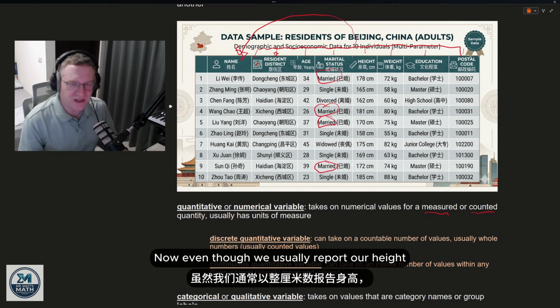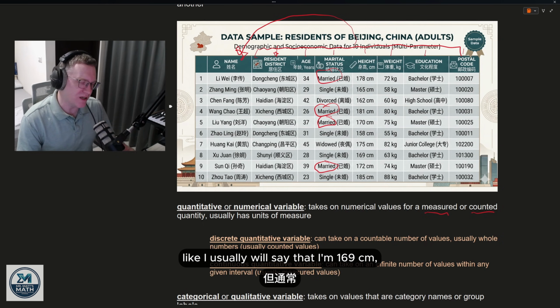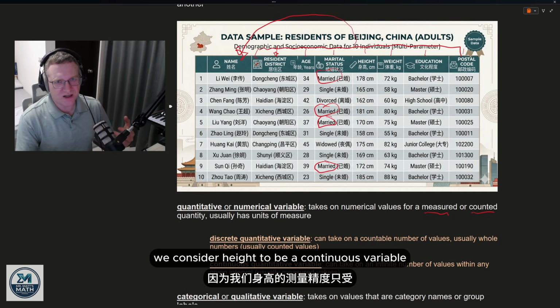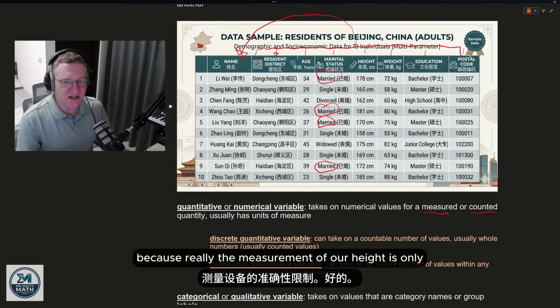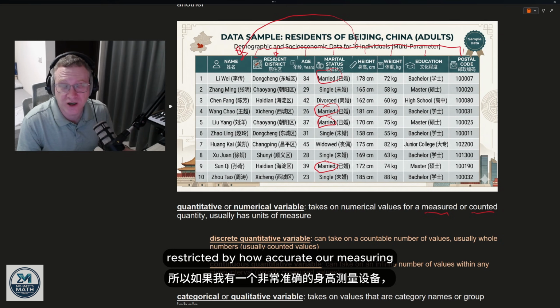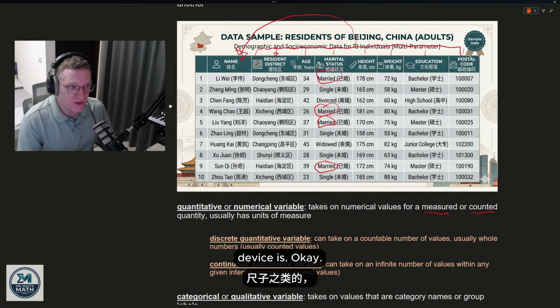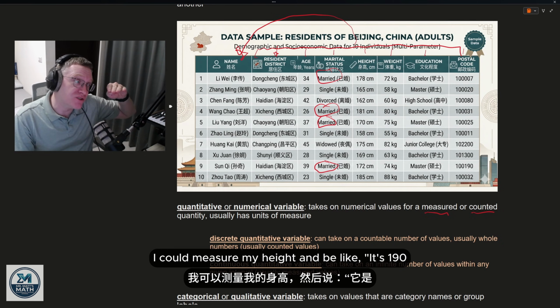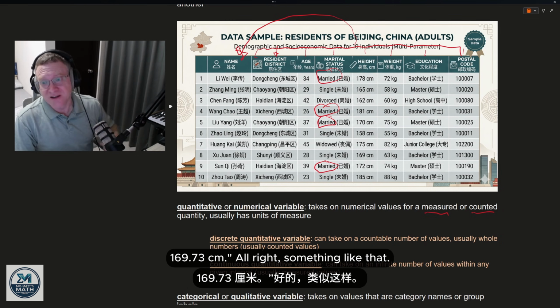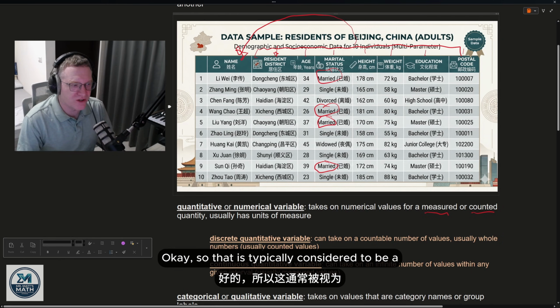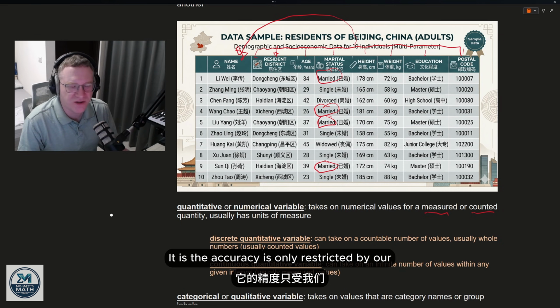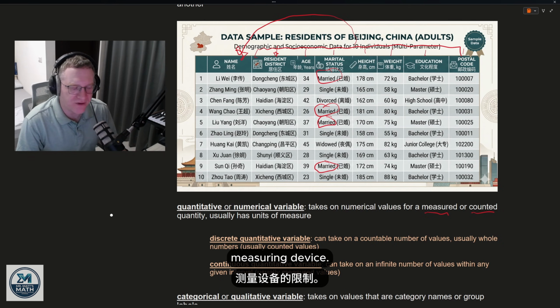Now, even though we usually report our height in a whole centimeter number, like I usually will say that I'm 169 centimeters, typically we consider height to be a continuous variable because really the measurement of our height is only restricted by how accurate our measuring device is. Okay, so if I have a very accurate height measuring device, ruler or something like that, I could measure my height and be like, it's 169.73 centimeters. All right, something like that. Okay, so that is typically considered to be a continuous quantitative variable. Same thing with weight. Weight would also be continuous. The accuracy is only restricted by our measuring device.